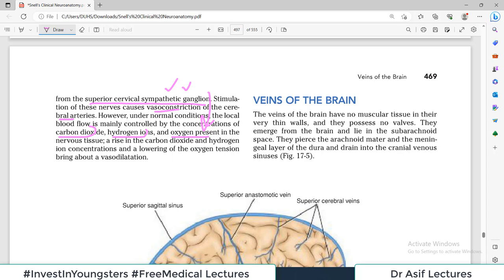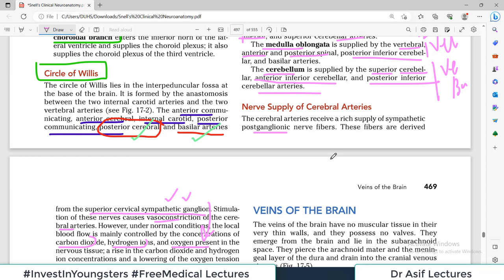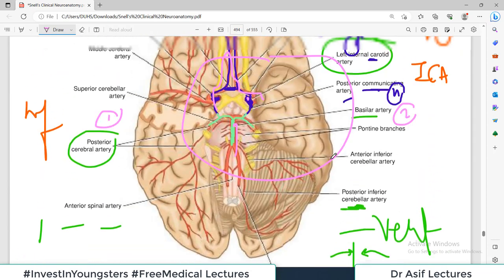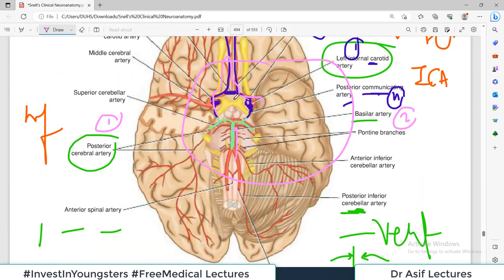On the spinal cord we will talk a little more now. I did mention the anterior spinal arteries and posterior spinal arteries, but we have not discussed them in detail. We will do that in a while. Largely we have covered the brain, and most importantly we have talked about this beautiful circle of Willis, which is very very important.